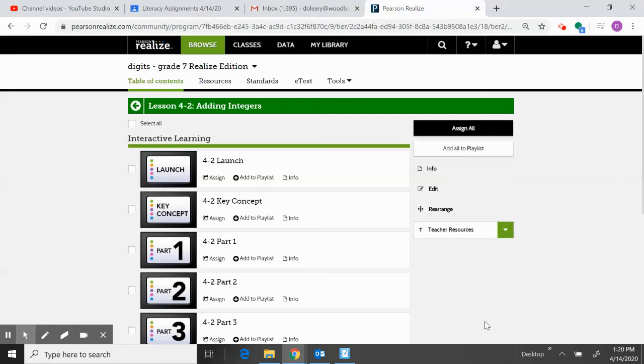Hello, 7th graders. Today we'll be looking at lesson 4-2, adding integers. Today we're going to look at the key concept and part 1. So let me click onto the key concept to show that to you. It's just loading up here.